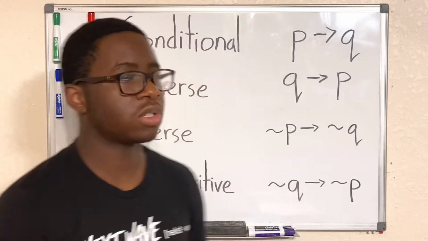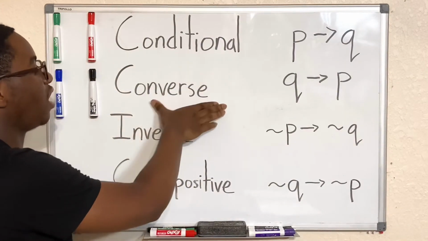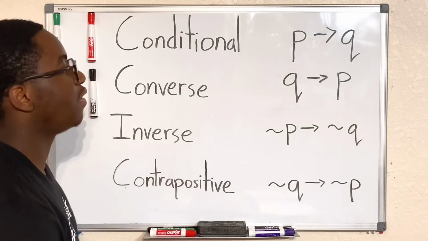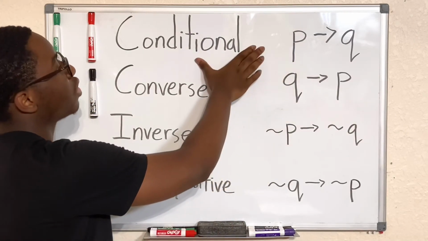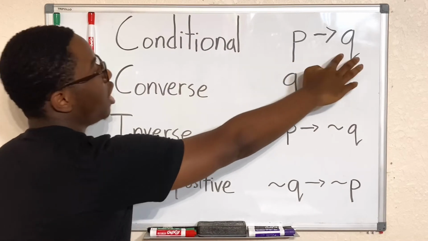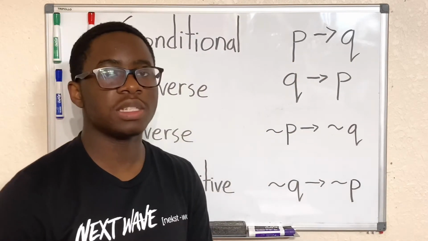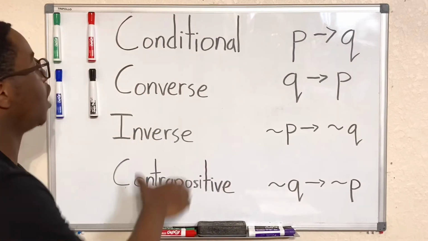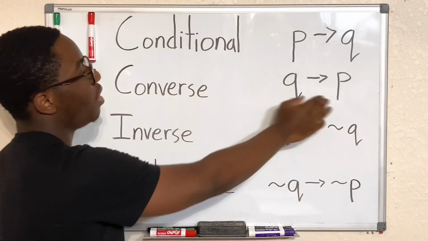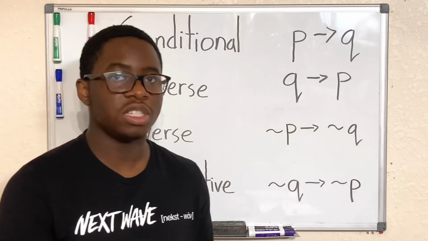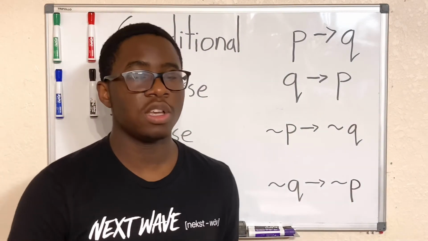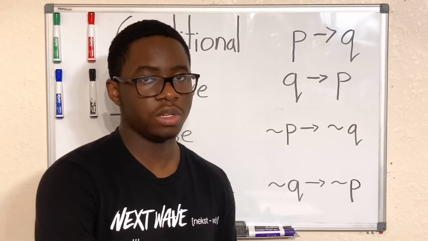Alright, let's review. Here we have our conditional statement, converse, inverse, and contrapositive. Let's look at each if-then statement. For a conditional statement, if P, then Q. If our hypothesis, then our conclusion. If it's winter, then it's cold. Our converse, if Q, then P. What happened here is they switched it around. So if our conclusion, then our hypothesis. If it's cold, then it's winter.